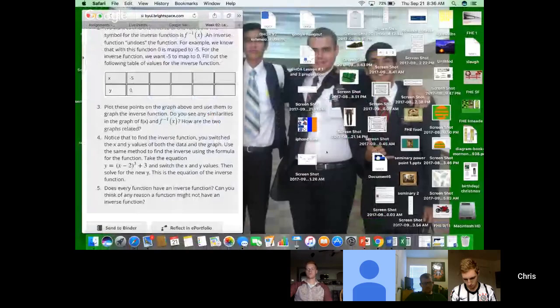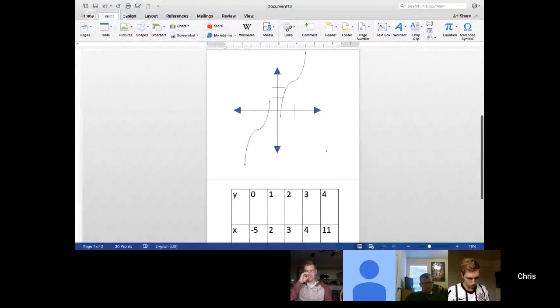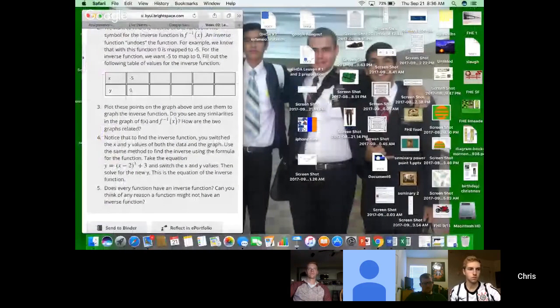Okay, so yeah, there's clearly some similarities. Just a bunch of shifting. And the points are swapped. Okay, notice that to find the inverse function, you switch the x and the y values for both the data and the graph. Use the same method.